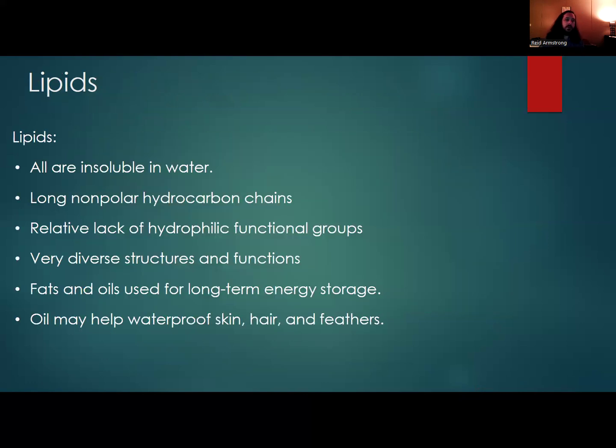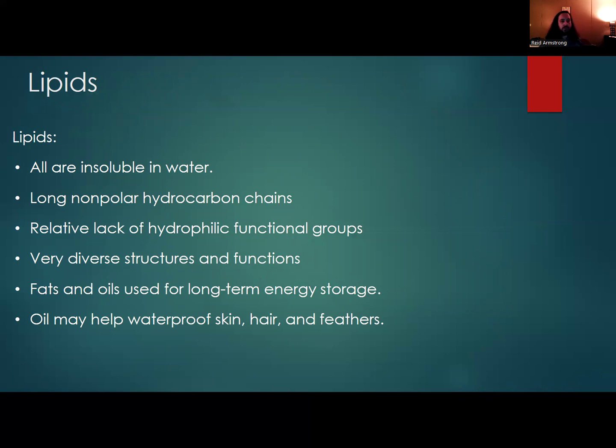So the next one we're going to talk about is lipids. This is actually what I did part of my research on. I'm pretty sure that I talked about it a little bit in my introduction video, but I worked on lipids that were stored inside of spiders.